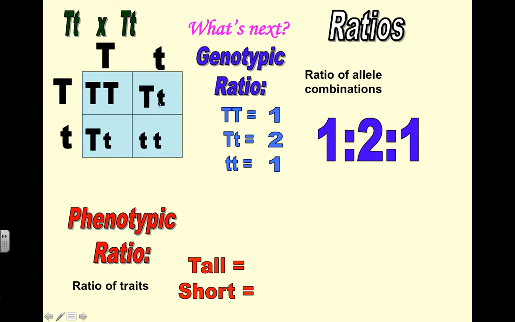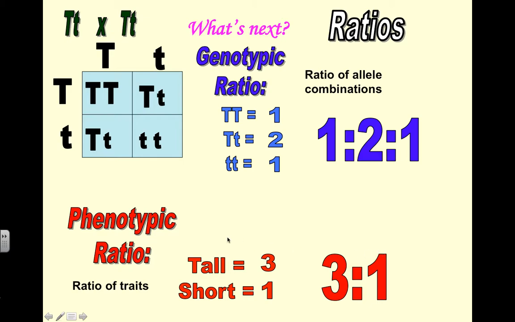So if I do a little bit of counting, I have 1, 2, 3 tall, and I have 1 short. So when I write this ratio, I'll do it the same way. I'm going to write the ratio 3 to 1. The first number is going to be the dominant trait. The second number is going to be the recessive trait. So I have 3 to 1. Once again, you have to count everything. So if you counted this and you had 4 tall and 0 short, you would have to write your ratio as 4 to 0.